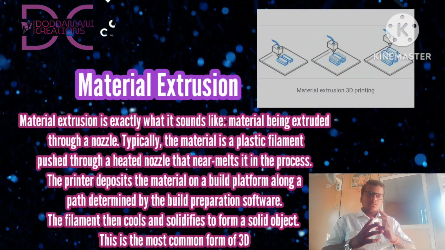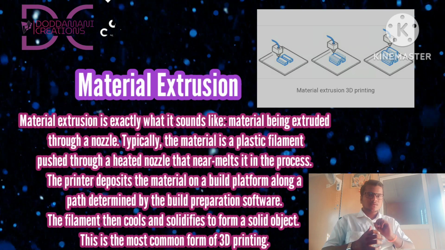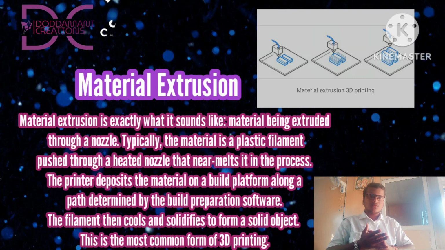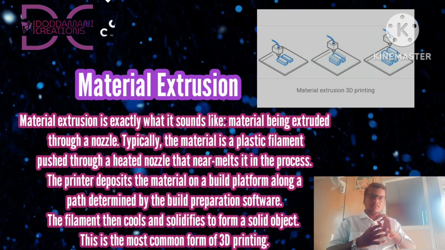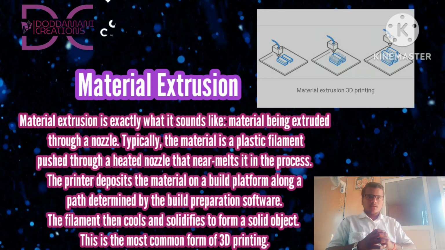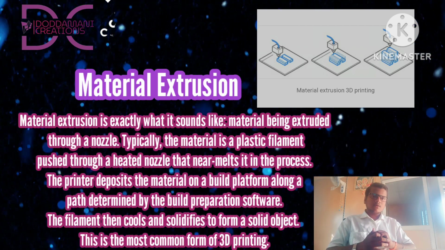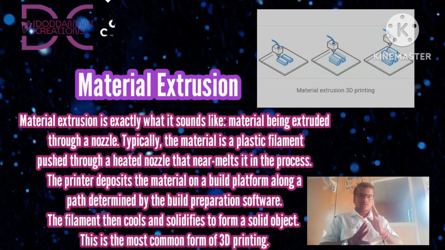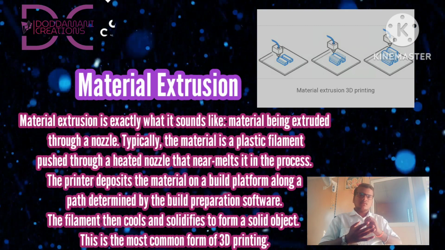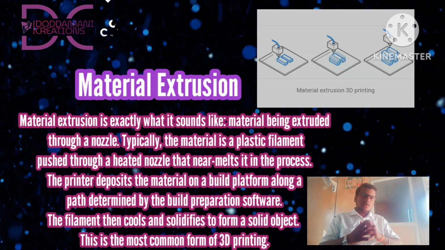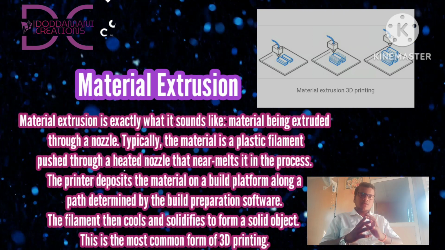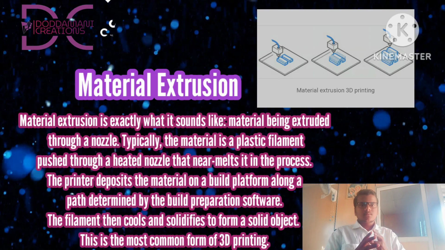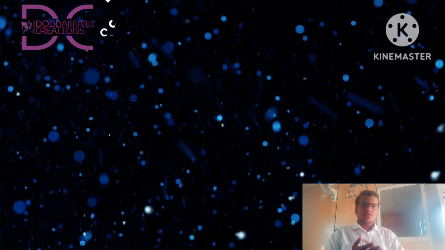The first one, material extrusion. Material extrusion is exactly what it sounds like: material being extruded through a nozzle. Typically, the material is a plastic filament pushed through a heated nozzle that melts it in the process. The printer deposits the material on a build platform along a path determined by the build preparation software. The filament then cools and solidifies to form a solid object. This is the most common form of 3D printing.